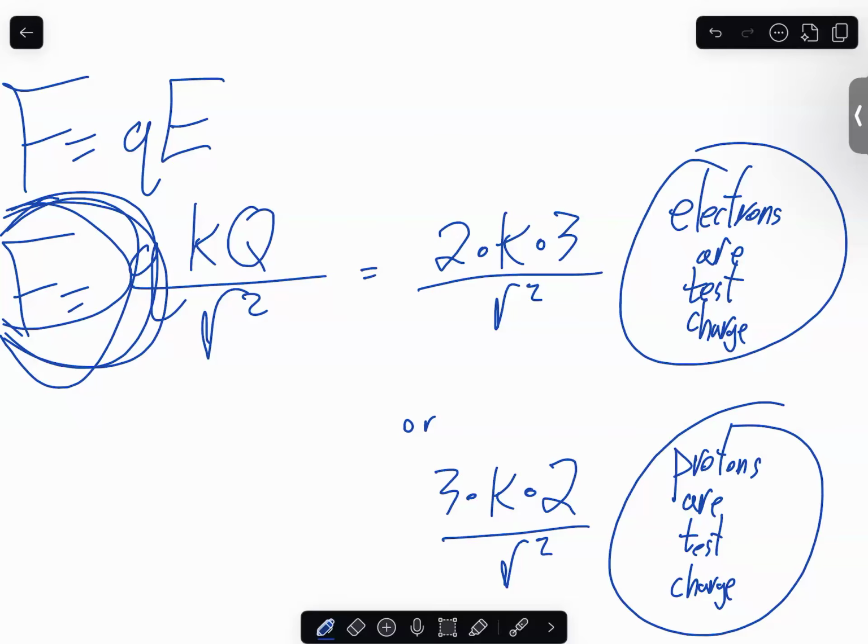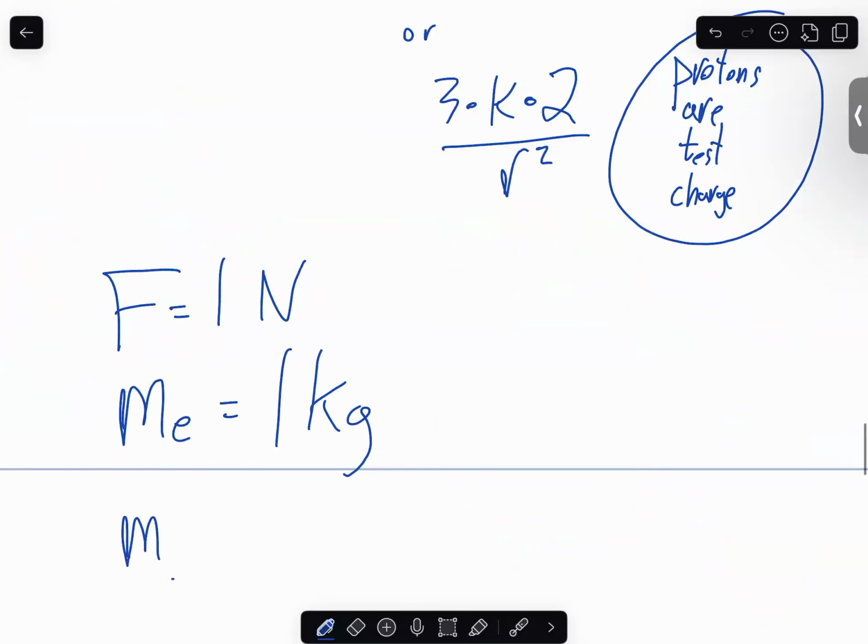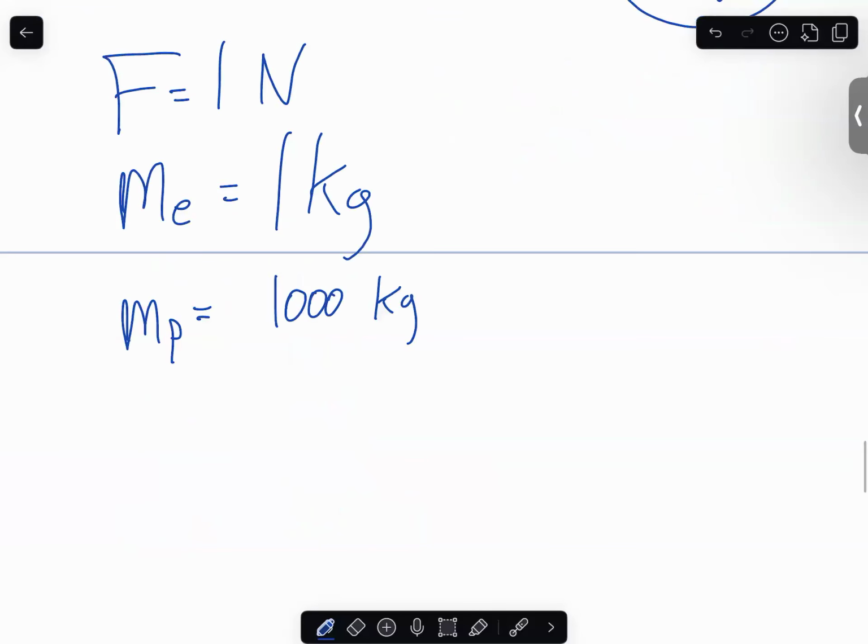Put it in Google form. Google form H. Let me be specific. Force on both is 1 Newton. The mass of the electrons is a kilogram. The mass of the protons is 1,000 kilograms. I'm rounding the hell out of these things. I challenge you to tell me, what is the ratio of the accelerations? Find acceleration of protons to electrons. There we go. Electrons accelerate more, less, the same. What is that ratio?